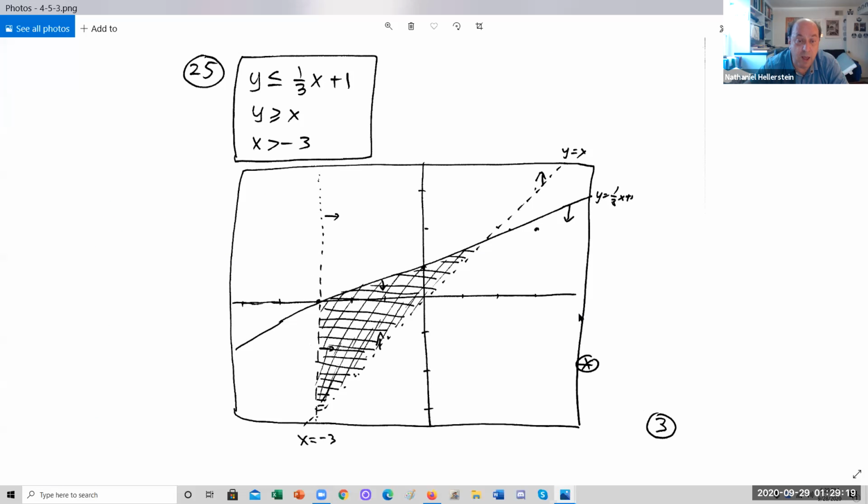We have three inequalities. So there'll be three half planes, and that'll color in either this, well, it turns out it colors in this triangle, but it can also color in this part of the plane, or this part of the plane, or this part, or this.